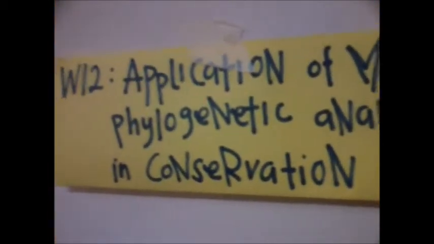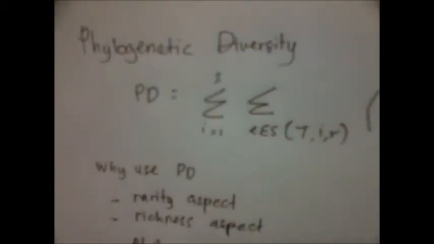And we will go for week 12. There is application of molecular phylogenetic analysis in conservation 1, part 1, where we will be checking the phylogenetic relationship for taxonomy, where we use DNA sequencing or DNA barcoding, followed by phylogenetic diversity. We will use PD, where you can see the equations, to find the rarity aspect, richness aspect, and phylogenetic diversity as a proxy for functional diversity or evolutionary potential.